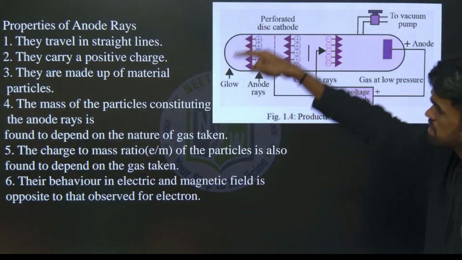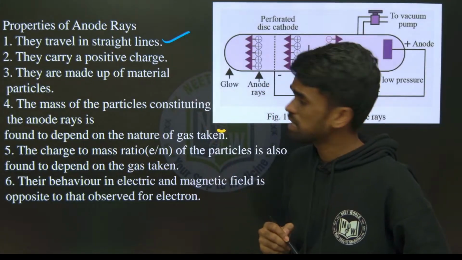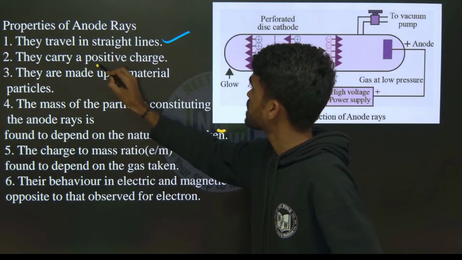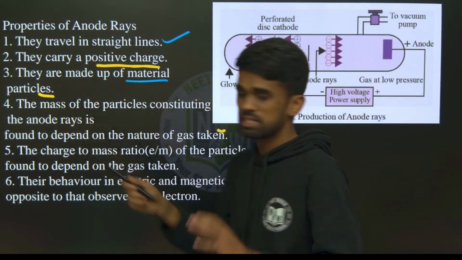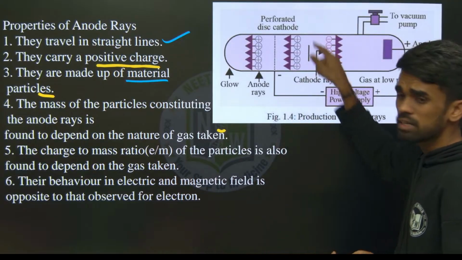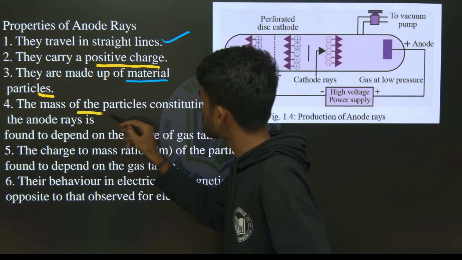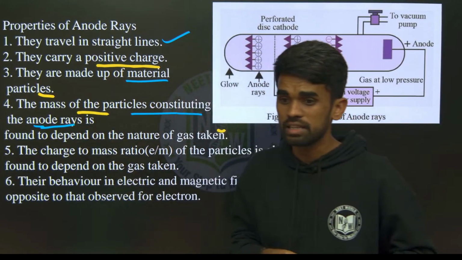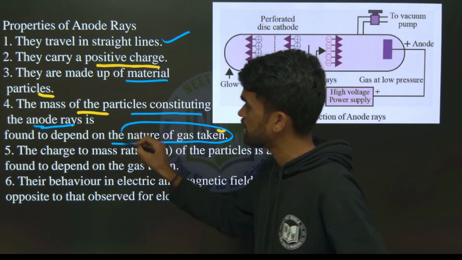Now, the important properties: these particles also travel in a straight line, and the charge they carry is positive, and they are made up of material particles. Similarly, if you put a paddle here, they will rotate that paddle, same story here also. And the mass of the constituent particles depends upon the gas you are taking in the tube.